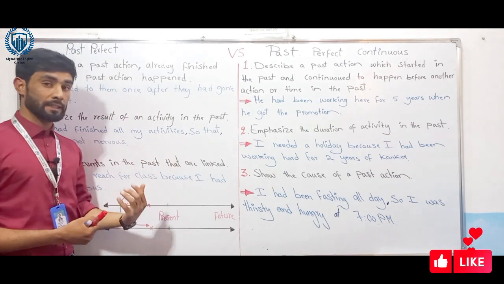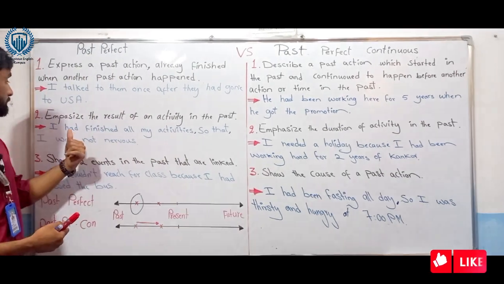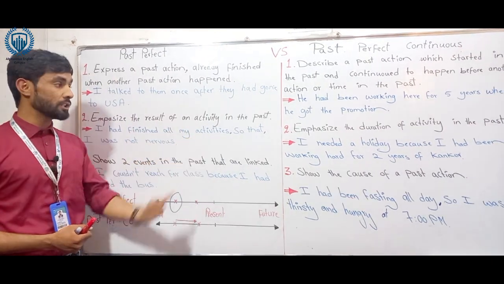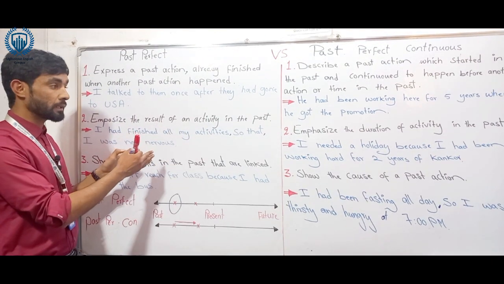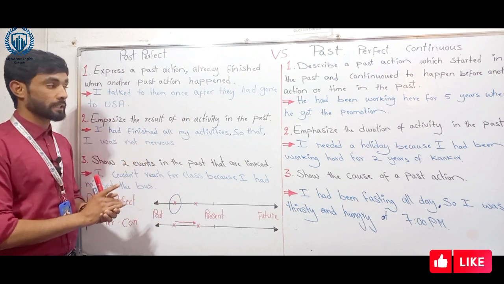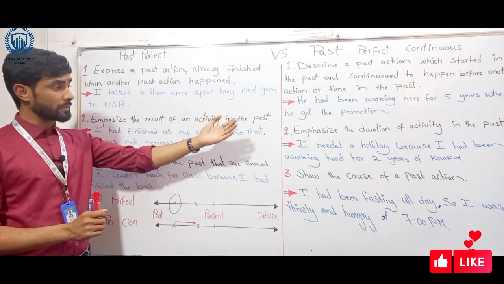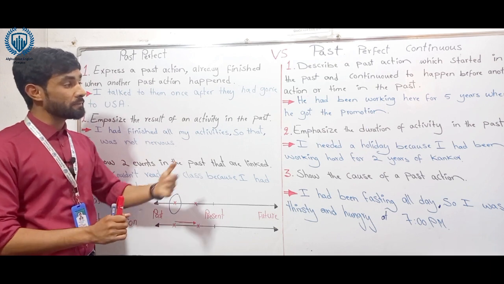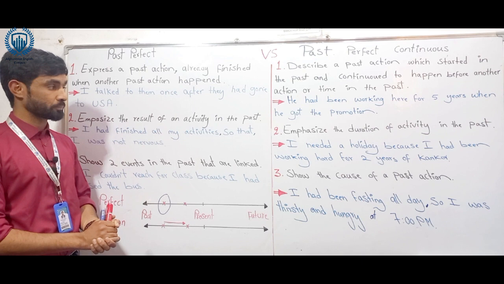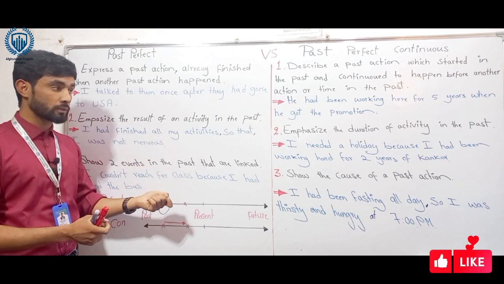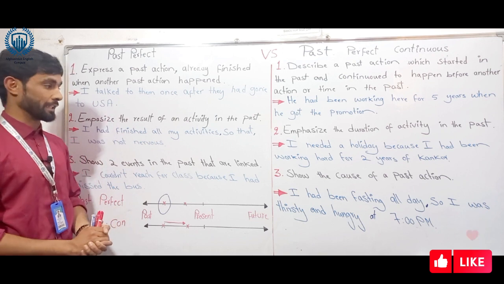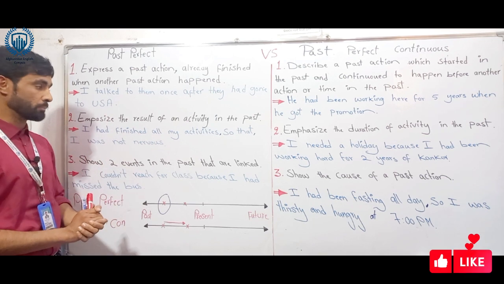All right, next one. Usage number 2: emphasizing the result of an activity in the past. Past perfect can emphasize the result of an activity in the past, and past perfect continuous emphasizes the duration of an activity in the past. This one emphasizes the result of the activity, that one emphasizes the duration of an activity. Let's come to these two examples.